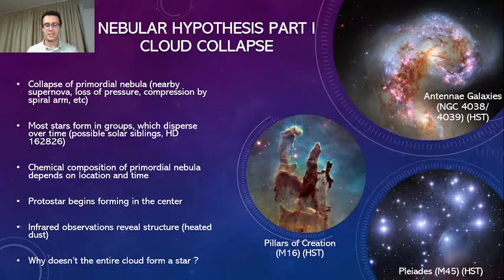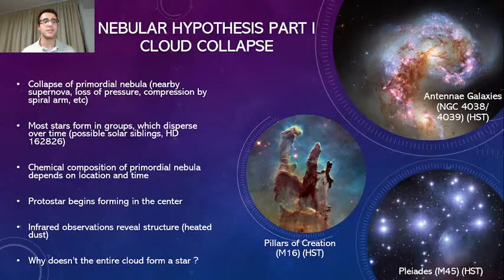There is even a possible solar sibling, HD 162826, but it's not confirmed yet. But people are just trying to figure out if there are other solar siblings, and if so, those could be the best candidates to look for planets like Earth.